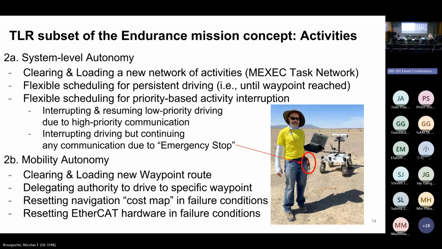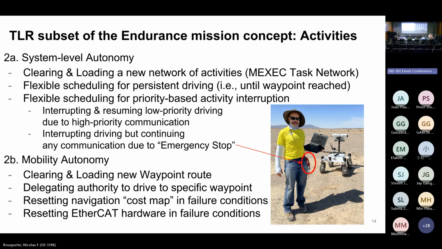The second part is we have to describe activities. So here is, we did some testing of our rover in the desert in Ocosito Wells, which is in the south of California, close to the Mexican border.